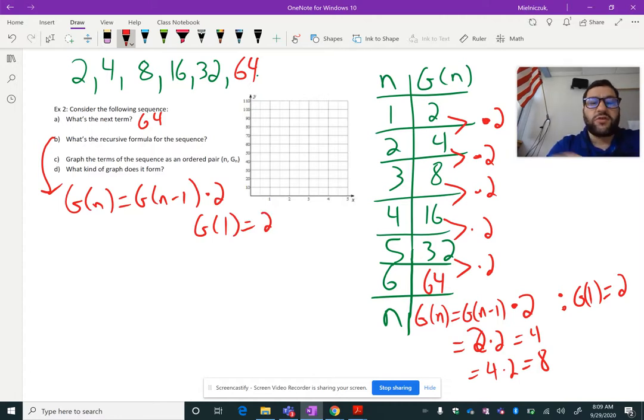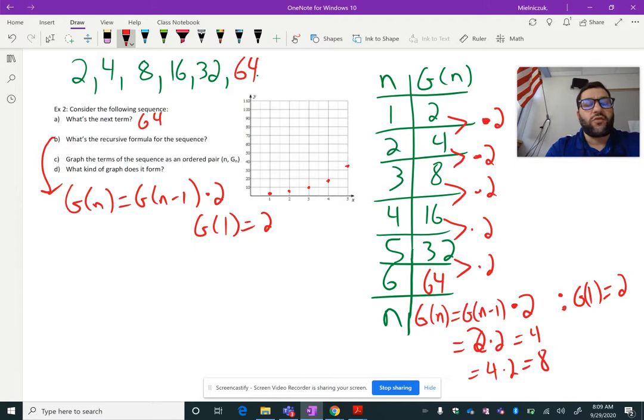Then it says graph the terms of the sequence as an ordered pair. Let's see, 1, and we have to do estimation here. 1 would be at 2. 2 would be at 4. Let's see, 3 is at 8. 4 is at 16. Then 5 would be at 32. So we can see it looks linear, but there is a little curve to it.